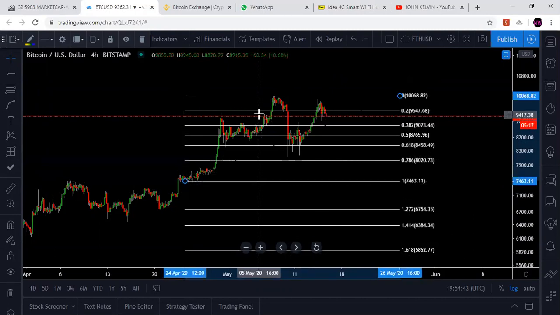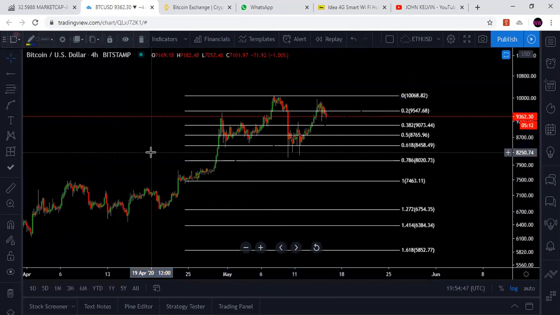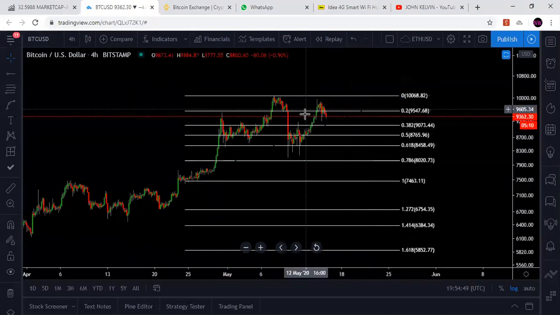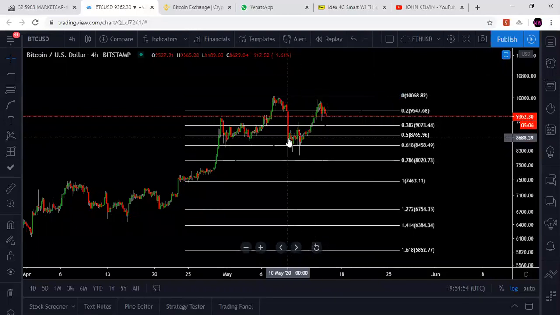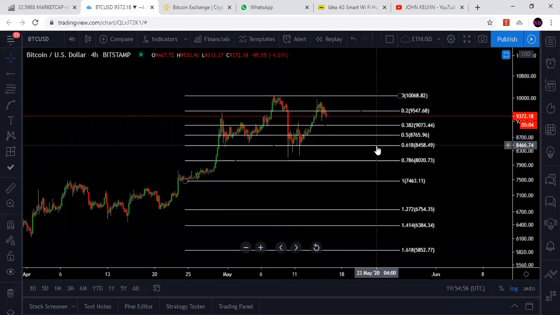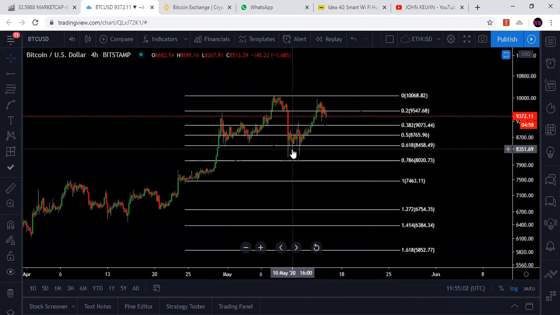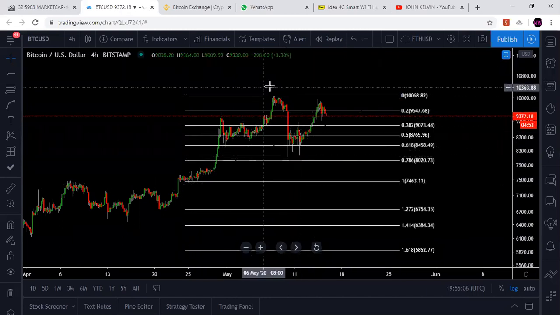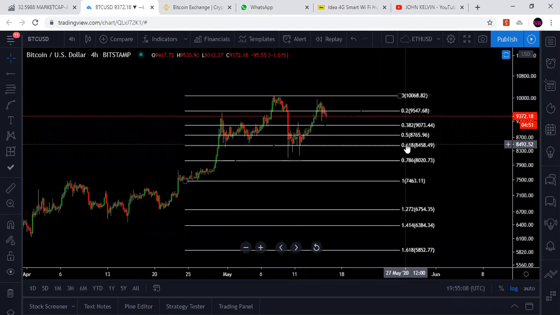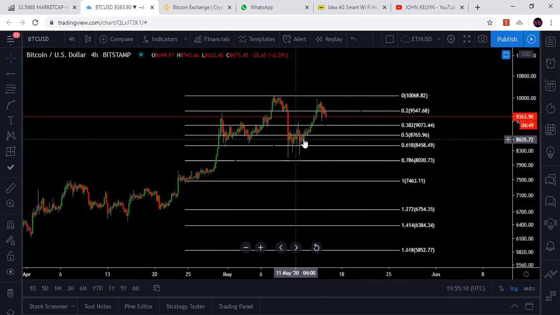So from X to A, using your fib retracement, X to A, drop it. And when you drop it, look at where price is. The body of the candlestick must be between 0.5 down to 0.618. So we have our B. So B is calculated this way. Drop this here, drag it to the top. When you drag it to the top, look at where the body of the candlestick is. So we have our B here.